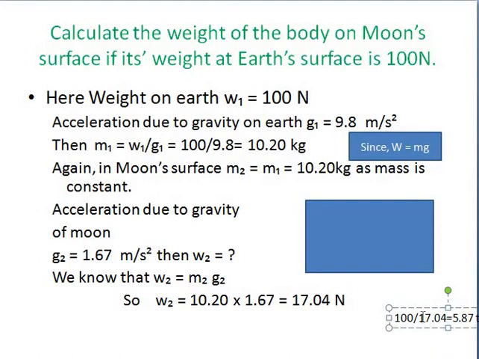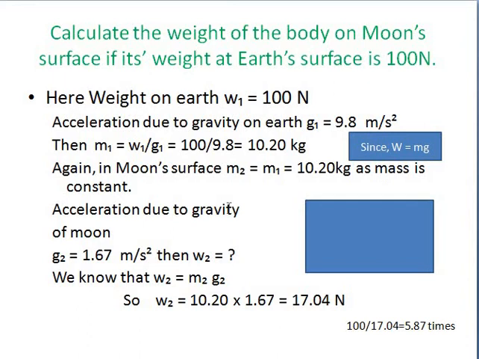Look at here. So 5.87, that is 6 times, approximately 6 times less. Okay, it means the weight of the body on Earth is 6 times more than the weight on moon surface. Okay, 6 times. Because the acceleration due to gravity is 6 times more on Earth than that on moon.